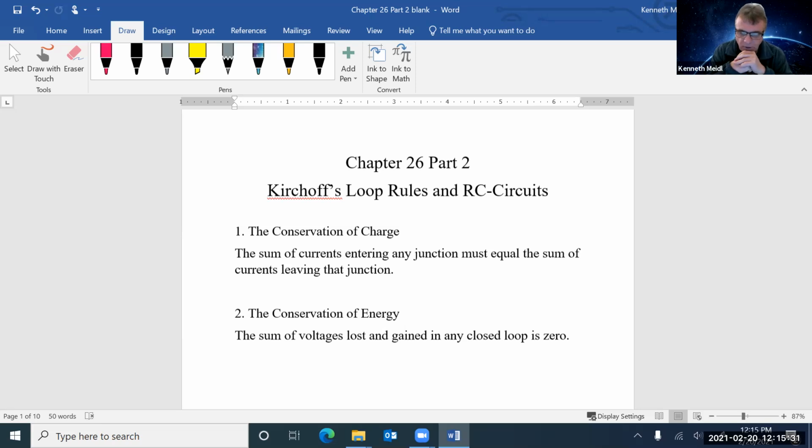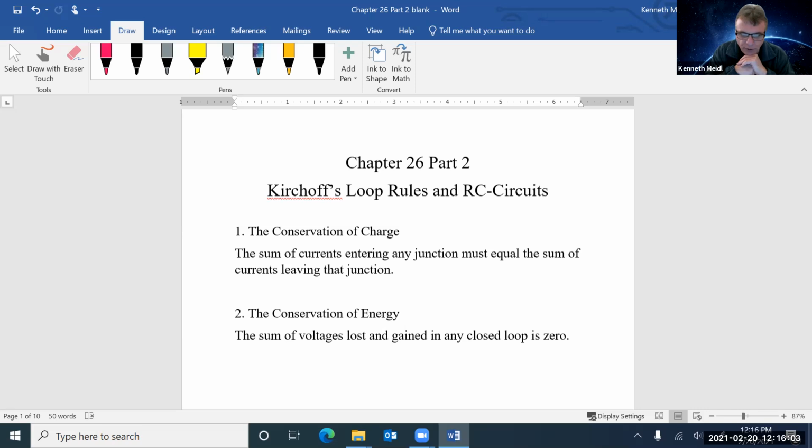The rules that we're going to look at today are called Kirchhoff's loop rules. And we'll also look at RC circuits, where R stands for a resistor and C stands for a capacitor. What happens when you've got a circuit that's got a single resistor and a single capacitor in series with each other? But Kirchhoff's loop rules really are not any different from laws that we've seen before.